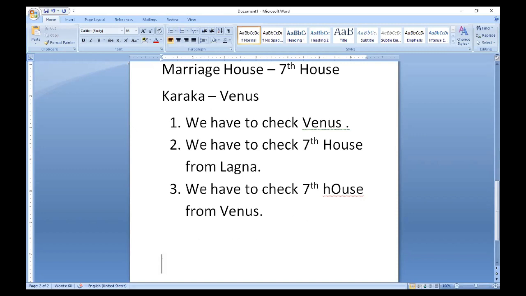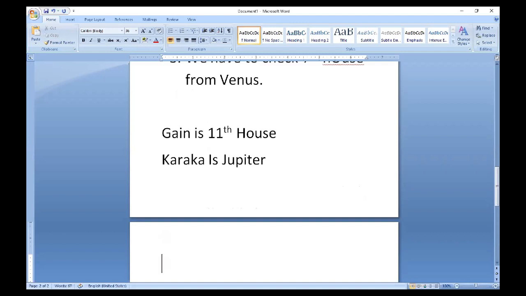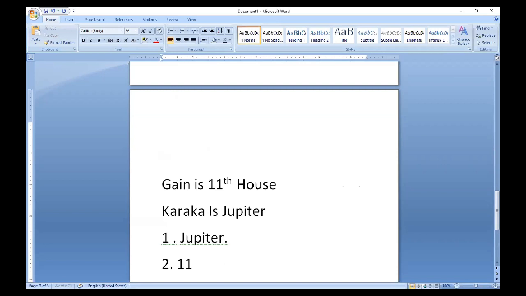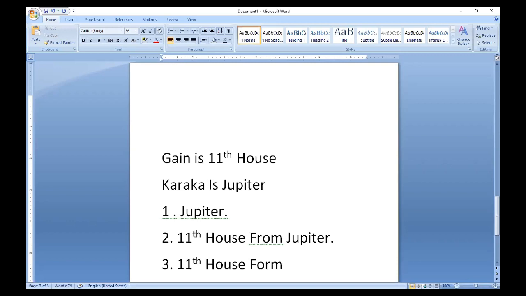Now, the gain of marriage means the timing of the event. When will the marriage take place? It means when I will gain marriage. This is what I am asking. So for that, the second part is: gain is the 11th house, and the Karaka is Jupiter. First point, we have to see Jupiter. Second point, we have to see the 11th house from Jupiter. And third, the 11th house from Lagna. You have to combine both, then marriage takes place.